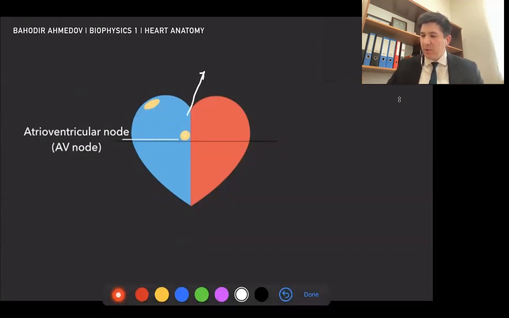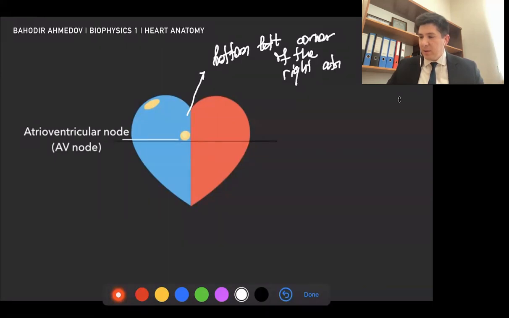So the AV node is located in the bottom left corner of the right atrium. Please note, we are going to discuss this in a moment, that all of the parts of the heart are able to create the beats, those action potentials. So this action potential is going to be transmitted through the myocardiocytes from the SA node, which created it, into the AV node.